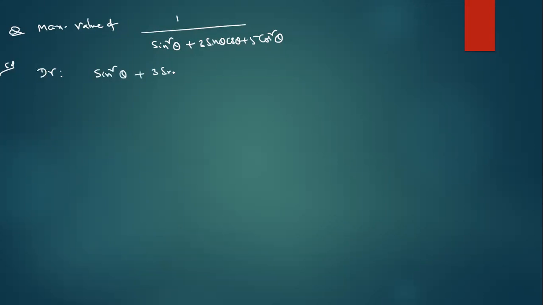Maximum value of 1 by sine square theta plus 3 sine theta cos theta plus 5 cos square theta. First of all, I'm asking once again, dear students, the same question. What to do here? First of all, I'm considering only the denominator. Clear? See carefully, what is the denominator? Sin square theta plus 3 sin theta cos theta plus 5 cos square theta.